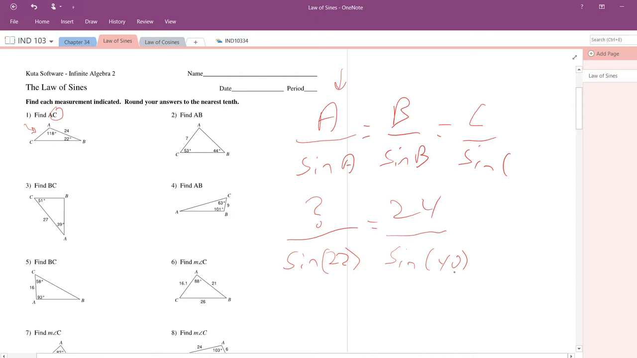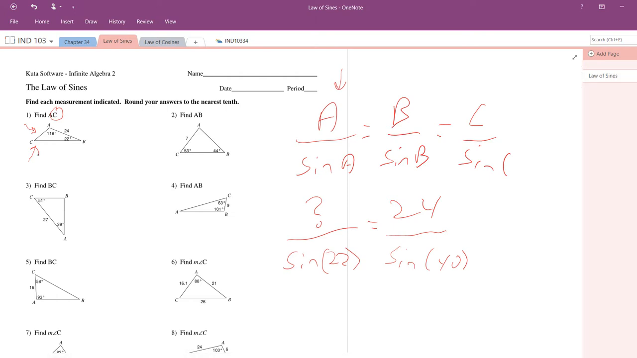Now, how did I get 40? Well, here's 24, and right here is the angle in relationship. Remember, the side is always opposite the angle. In this case, I just added up 118 and 22, which got me 140. 180 minus 140 gives us 40 degrees. So now I'm simply going to put this in my calculator, and I suggest you do it too.